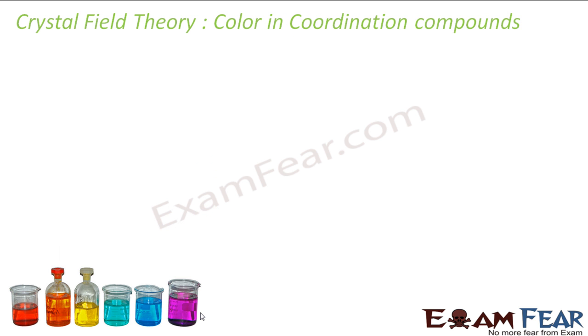Let's talk about the color of the coordination compound. So we have till now seen that the color in the coordination compound is because of dd transition. In the last chapter we have seen it. But the question is why? Why is there a dd transition?